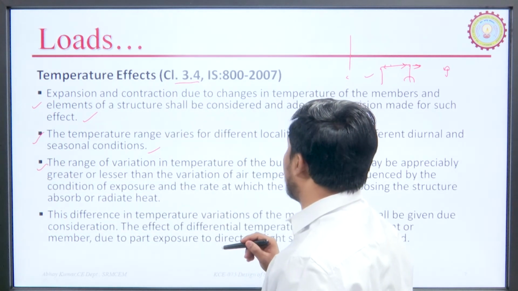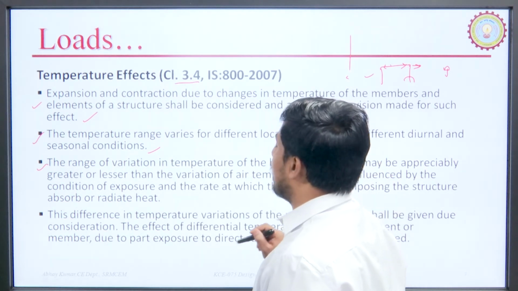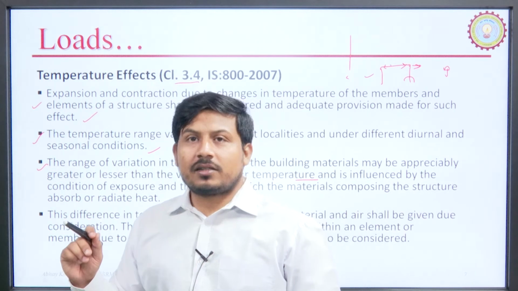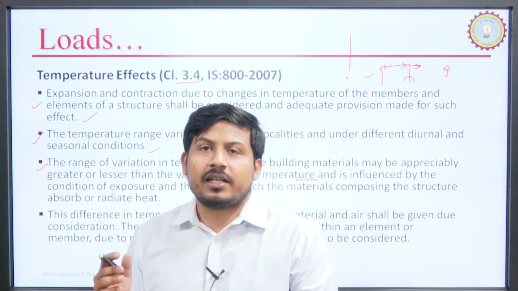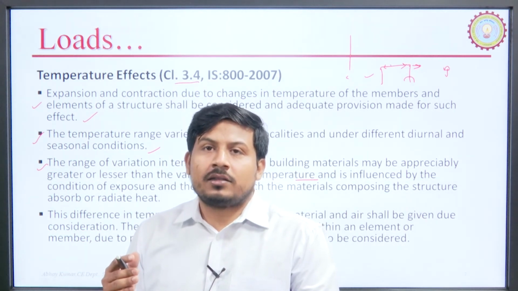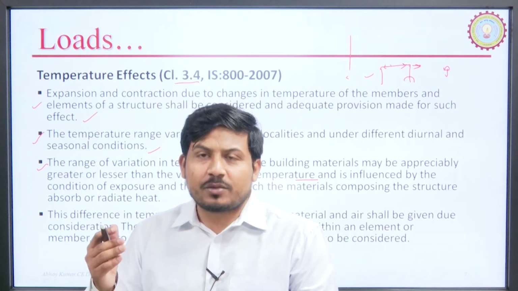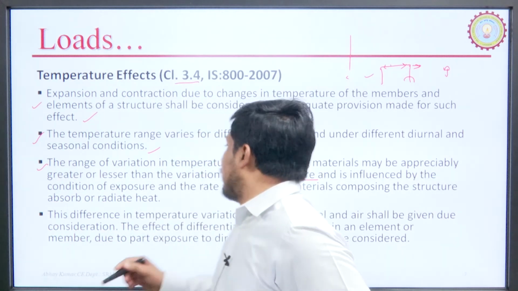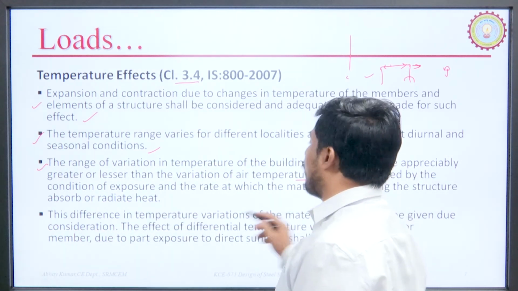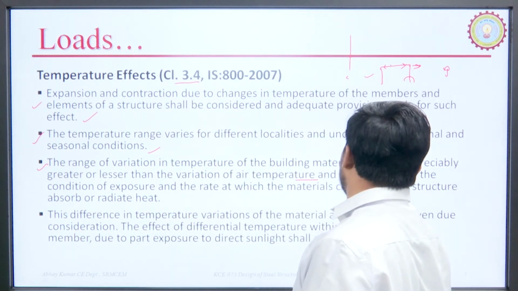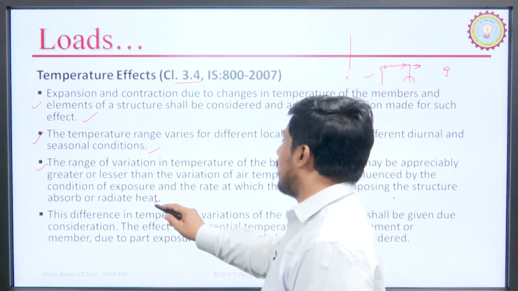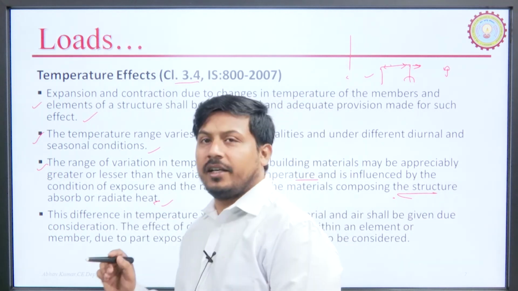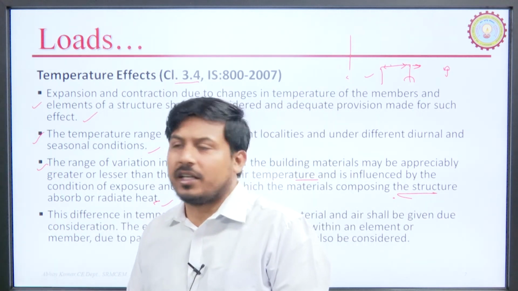The range of the variation in temperature of the building material may be appreciably greater or lesser than the variation of air temperature. Okay. So, what is this point indicating? This point is indicating that we must consider the temperature difference between the surrounding air and the building material temperature, which is influenced by the condition of exposure and the rate at which the material composing the structure absorbs or radiates heat. Okay. It is very much clear to you.